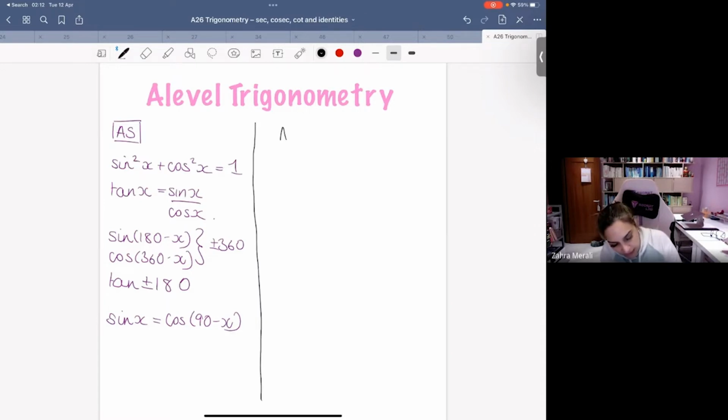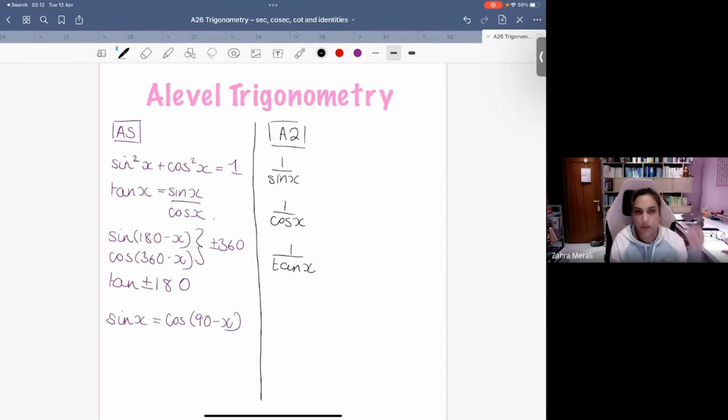So we're now in A2, and we introduce 1 over sine, 1 over cos, 1 over tan. And we need to know what these are. We don't have a button for them on the calculator, but we can work them out by flipping it. So we'll get cot x, sec x, and cosec x. And if you need a reminder, it's the third letter that matches. So these are the new things we've now learned.